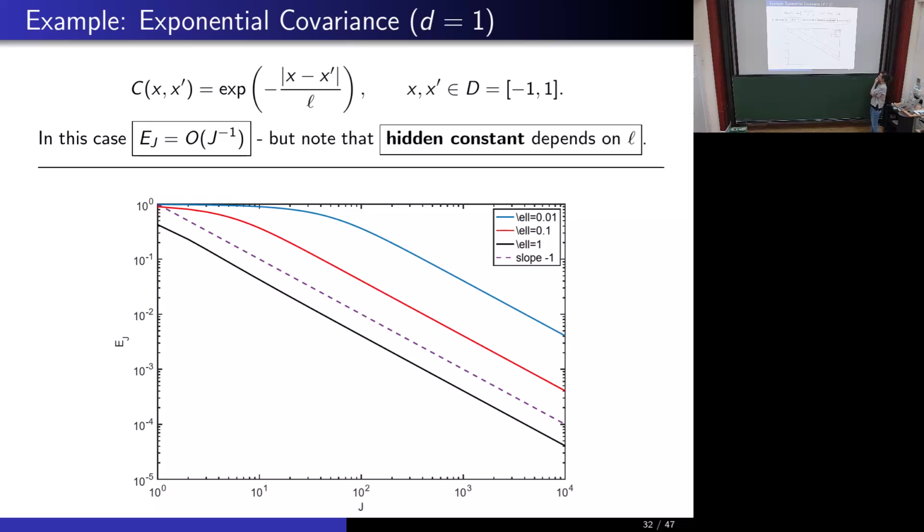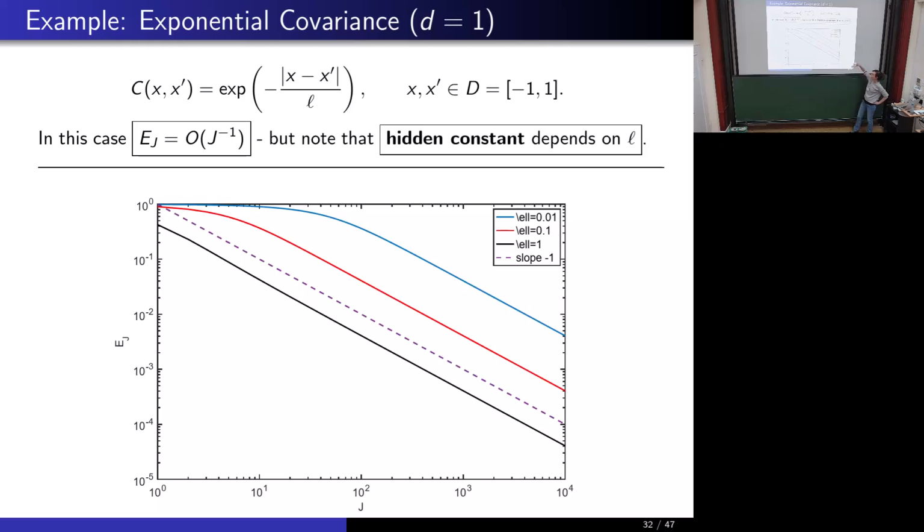And I'm showing you here, the theory says something about how the eigenvalues decay, but this is a computable estimate of the error in a different metric. So let's take the exponential covariance in one dimension. Theory tells me that the error I've just defined should decay like J to the minus 1, where J is the number of terms that I keep. So what I've done is I've done this computation where I'm taking more terms along the bottom here.